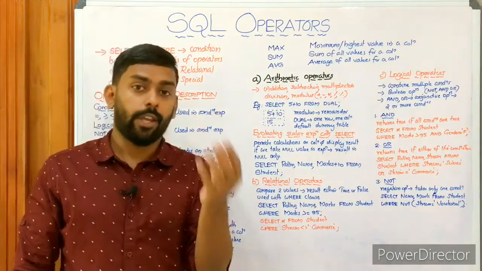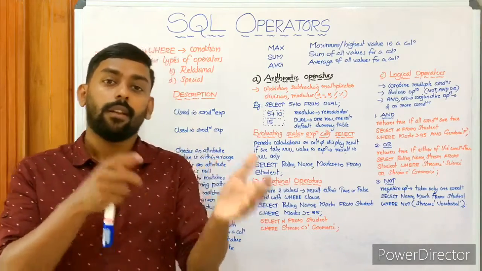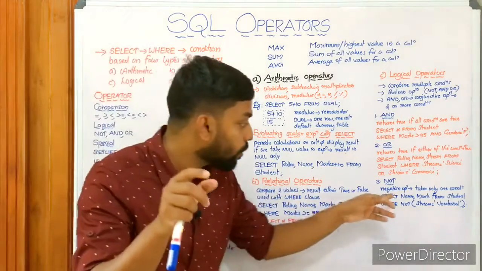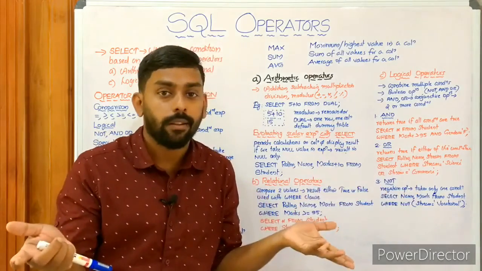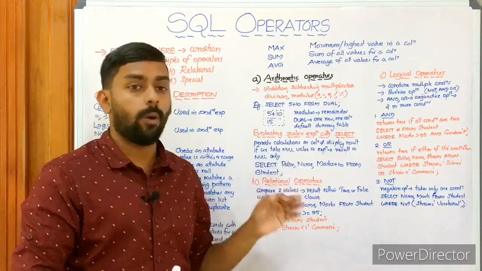That means humanities and vocational students' data will be displayed. That's it. Humanities and vocational course students' names and marks will be displayed. So this is how we can work with not. These are the logical operators: not, and, or.